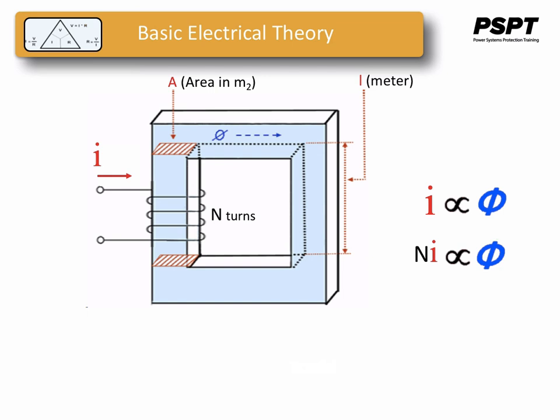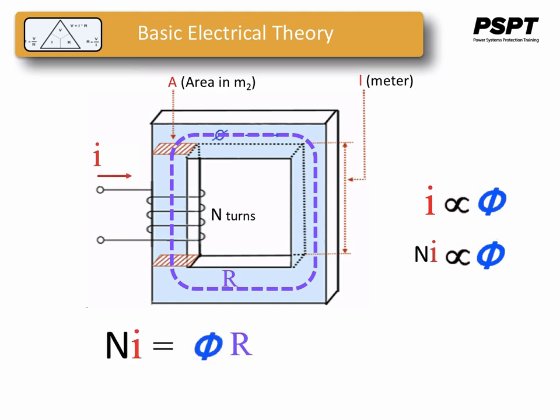So looking at our coil again on our block of iron, the iron is a ferromagnetic material, and it's said to have a reluctance R to the flux that is being formed by the current. The flux, current, and reluctance are related by this equation: Ni is equal to the flux times the reluctance.